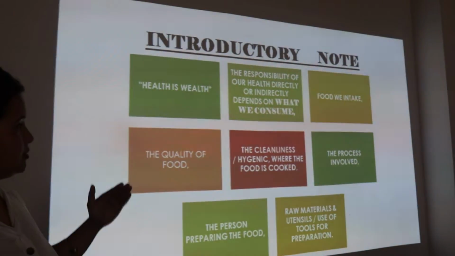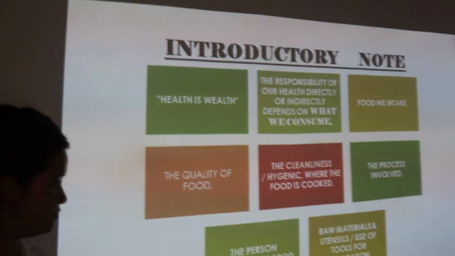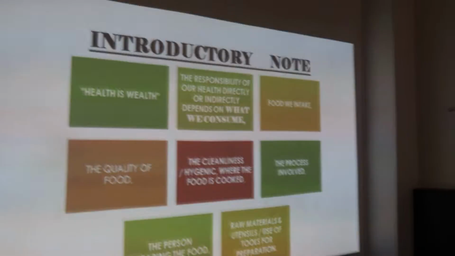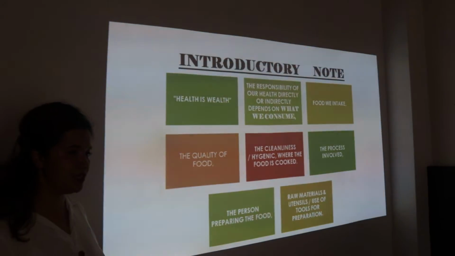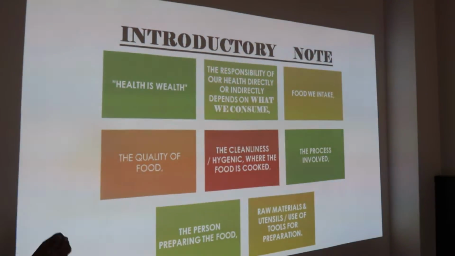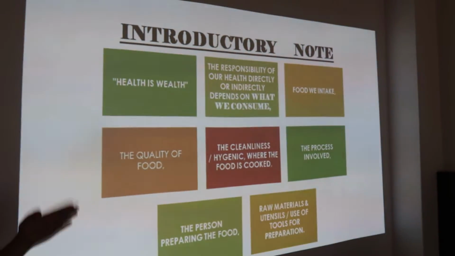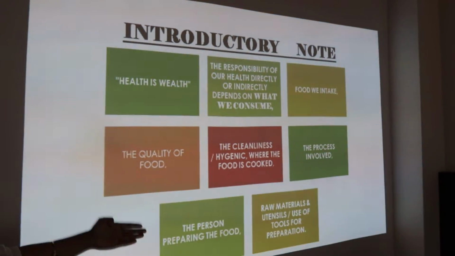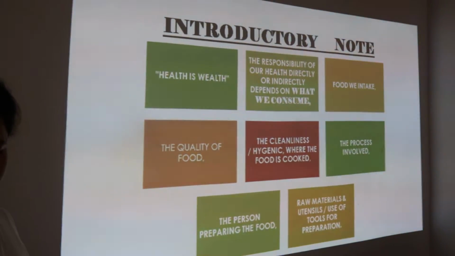So we have to eat good quality food, and cleanliness and hygiene are most important for cooking, okay? And the process involved, who is cooking the food and how they are cooking it, is very important, okay? If a person is preparing food without washing hands, not wearing an apron, not tying their hair back, it is very unhygienic for anyone to eat that kind of food, isn't it? And also the raw materials, utensils and all the tools prepared for the cooking, okay?